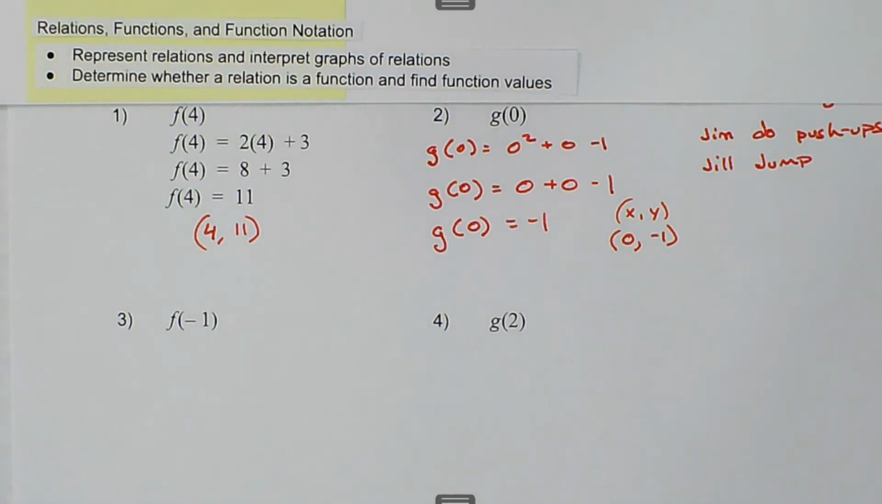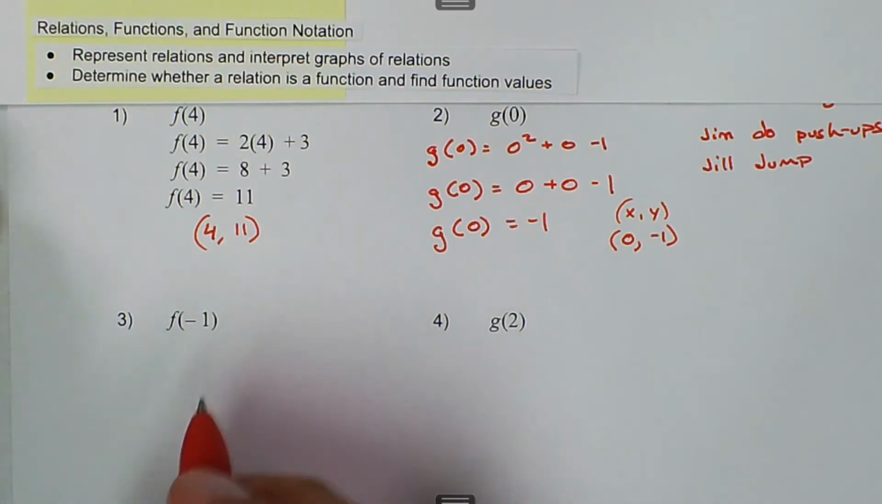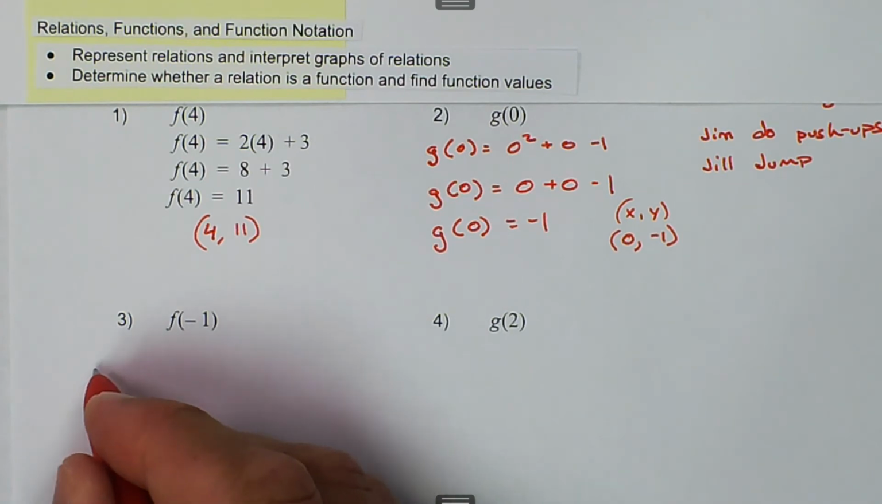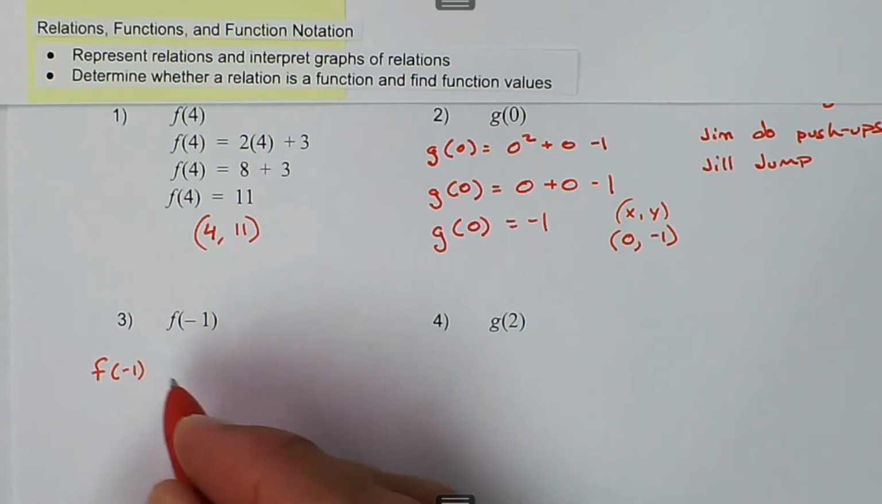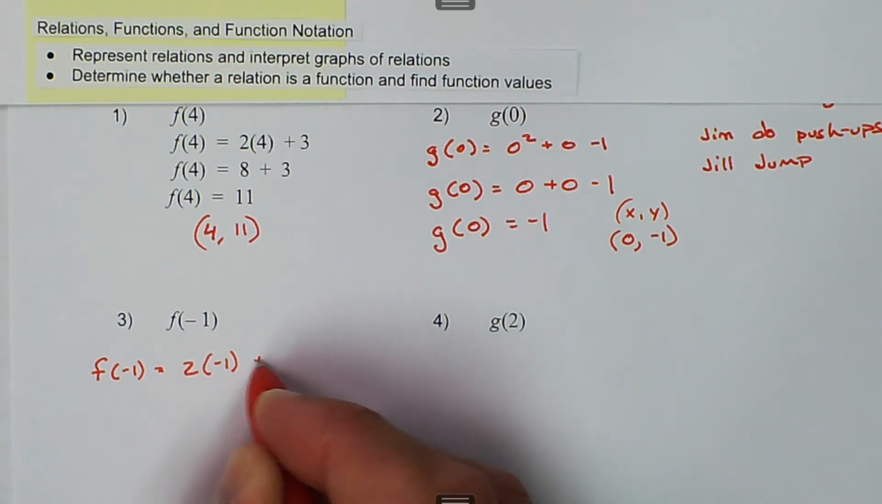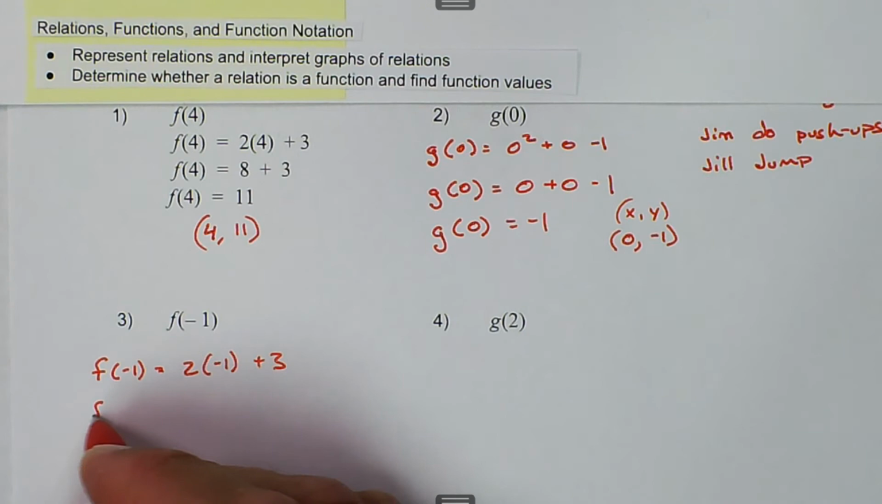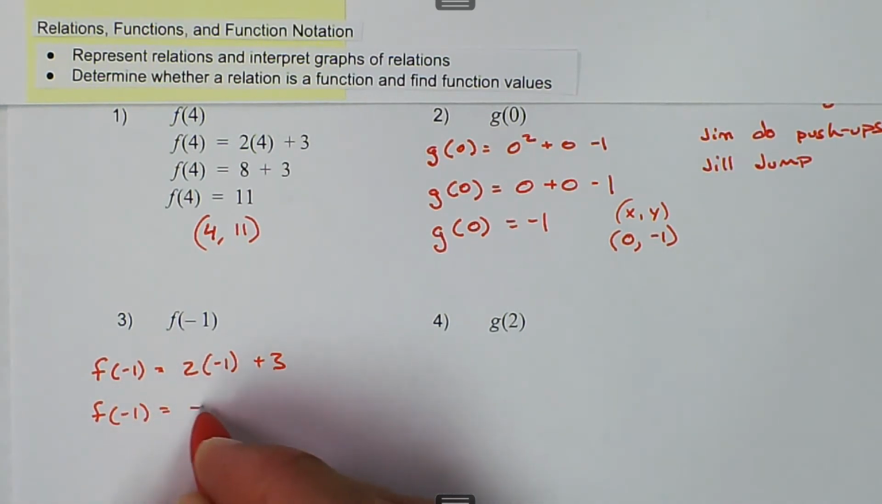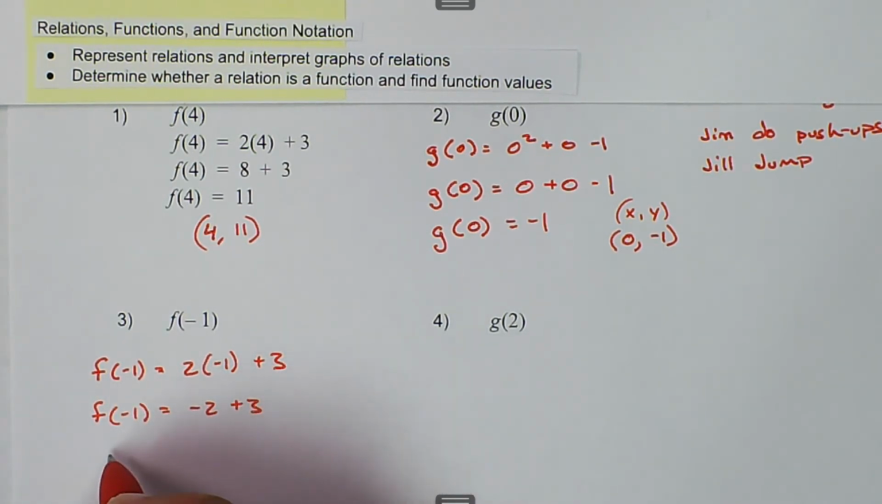Next, we want to take the same function. So this time we're saying f of -1, and that is going to be equal to 2 times -1 plus 3. So the function evaluated at -1 is equal to -2 plus 3. So the function evaluated at -1 is equal to 1. So the x, y pair that we came up with, x was what we put into the function, -1, and what we got out was 1.